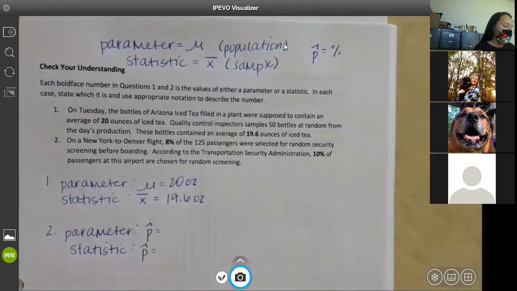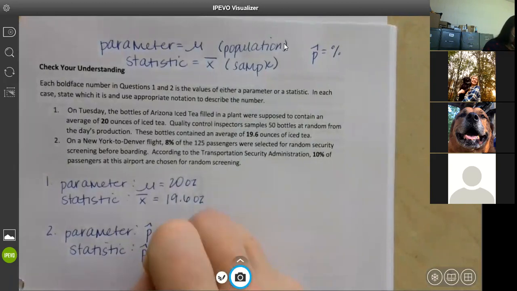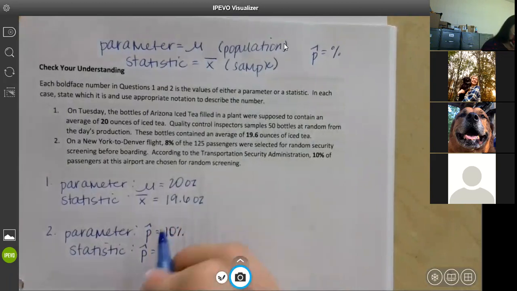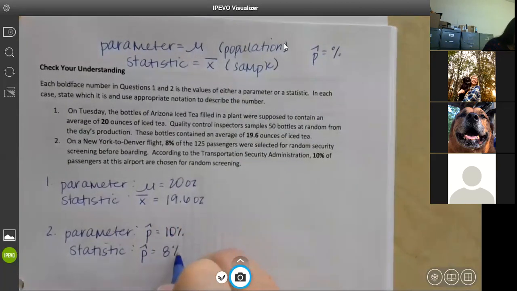Okay. 8% of the 125 passengers were selected for random security screening before boarding. According to the Transportation Security Administration, 10% of passengers at this airport are chosen for random screening. So which one is the population? The 10%, that's everybody at the airport. And then the 8% are of a sample of 125. So from the sample of 125, the statistic is 8%.